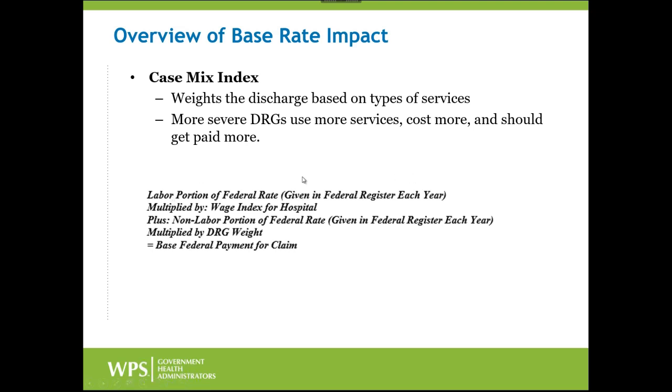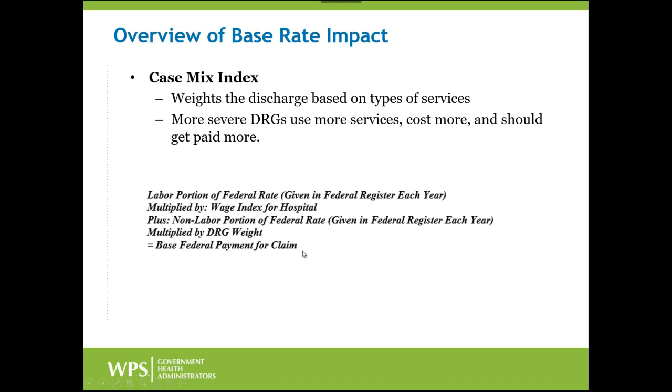Now, if we take a look at the federal claim payment calculation, just the basic calculation here, we take the labor portion of the federal rate that CMS has calculated and published in the Federal Register each year. That labor portion is, of course, multiplied by the wage index for that specific hospital. And then on top of that, a non-labor portion of the federal rate, also given by CMS, is added in. That entire federal rate is then multiplied by the DRG weight for that one claim, and that tells you what your base federal payment is for that claim.